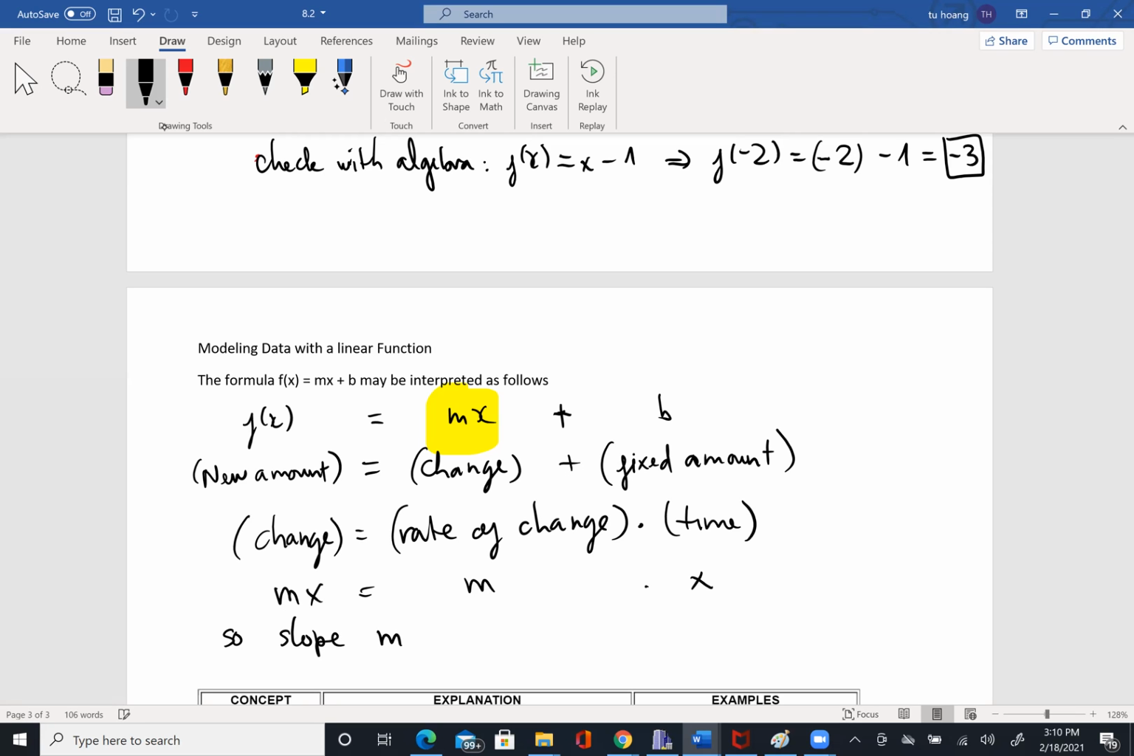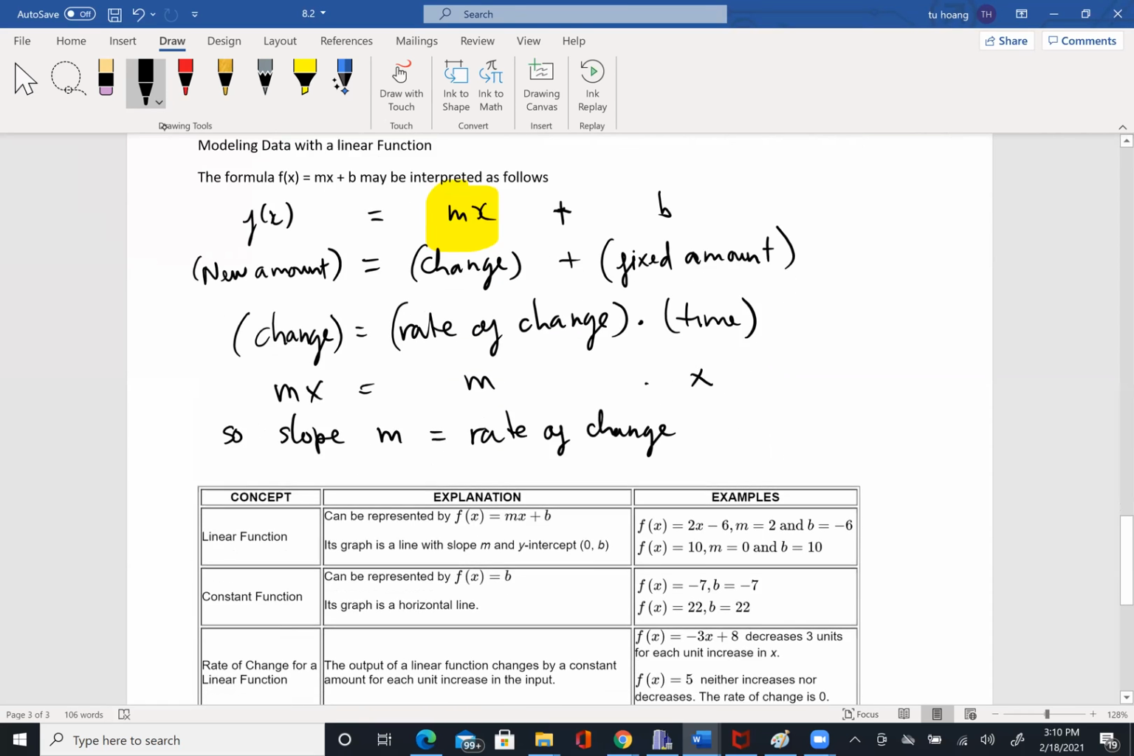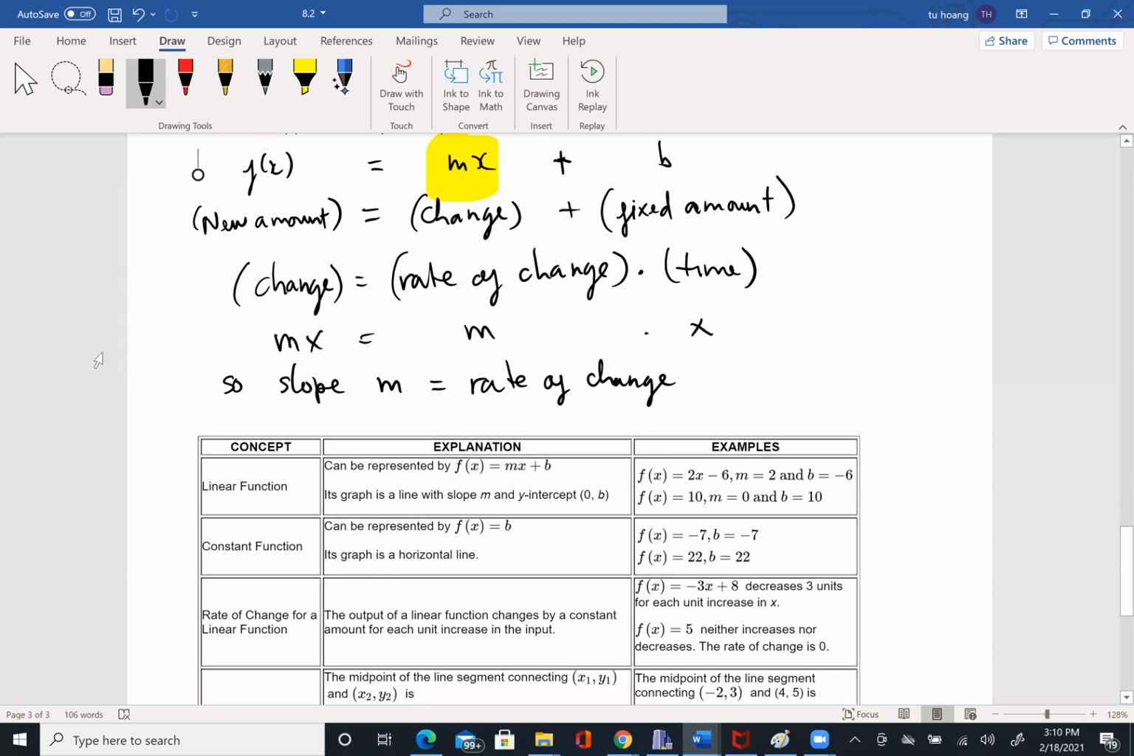m can also be called rate of change. It means that the output of a linear function changes by a constant amount for each increase in the input. So I have put down here, like, summarize things for you now.